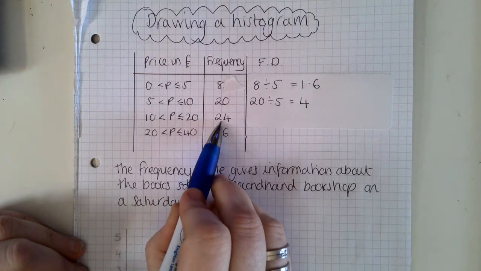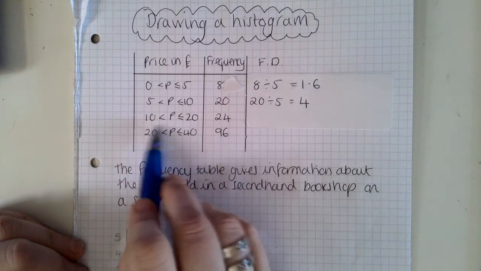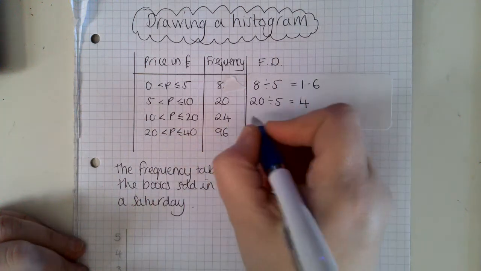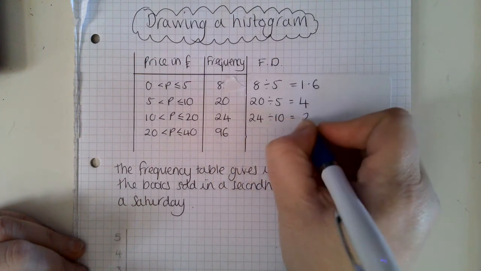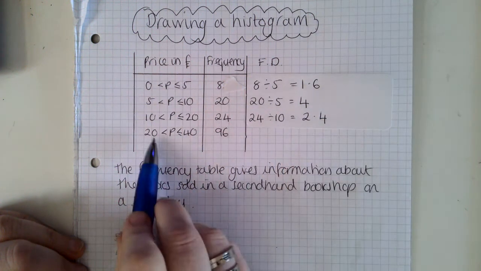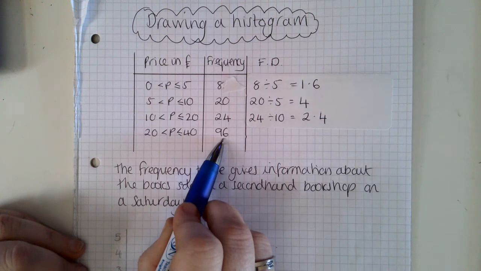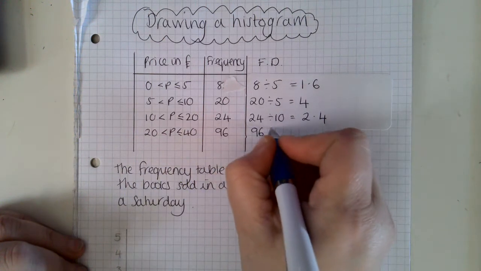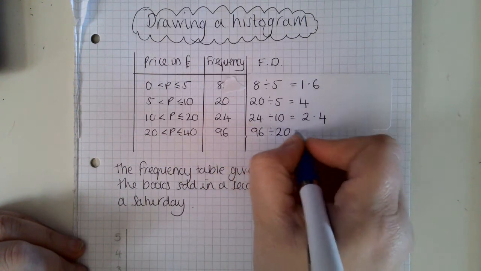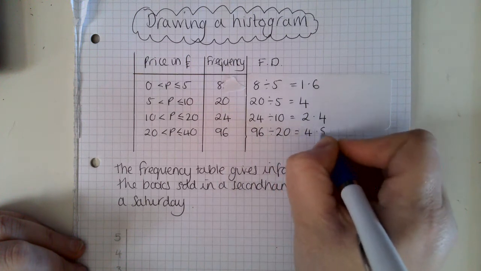For this group here, we've got 24. Now this group is spread out over 10. So we would do 24 divided by 10, which equals 2.4. And then in the final group, we've got 96, and that's spread out over £20. So 96 divided by 20 gives us 4.8.